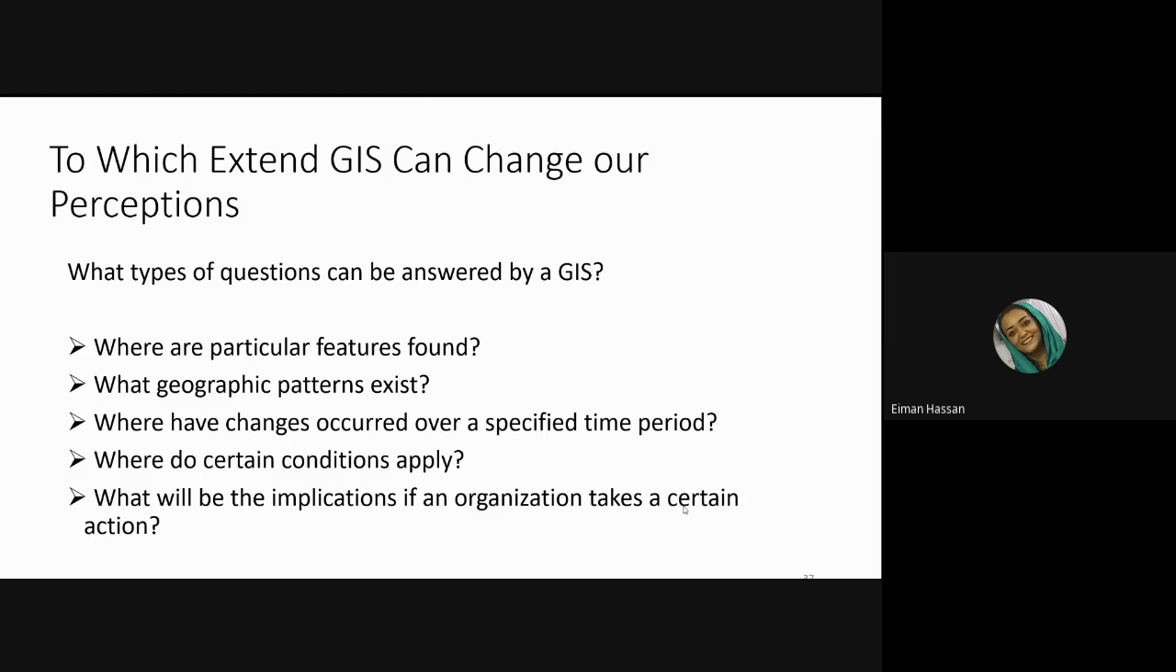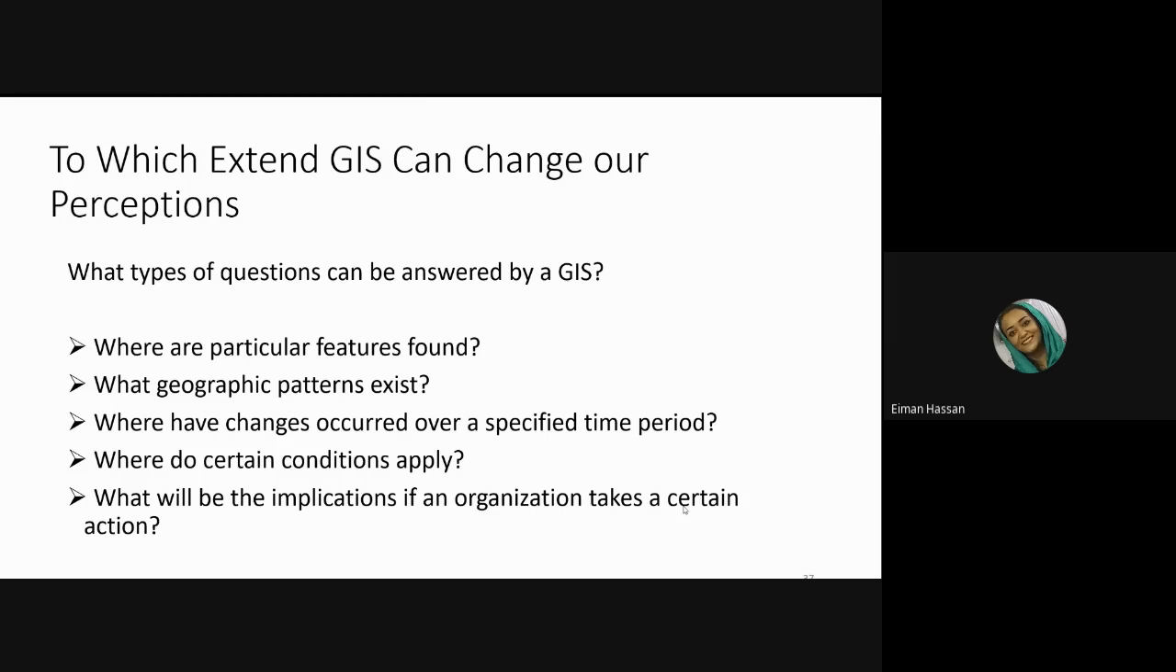Where are particular features found? That means what we are looking for. What geographic patterns exist? So the attributes we want, and where change has occurred over specified time periods. If we are comparing different times, different features or patterns change through time. Where do certain conditions apply? Where we can find different conditions, and if we have them, where to apply them.